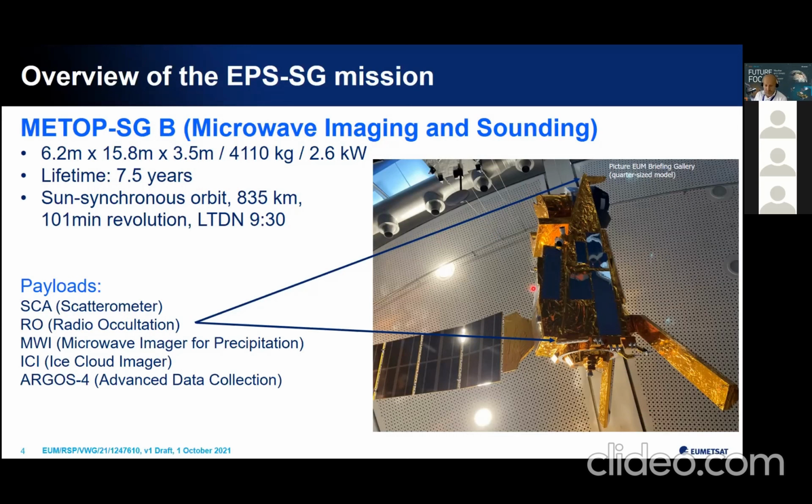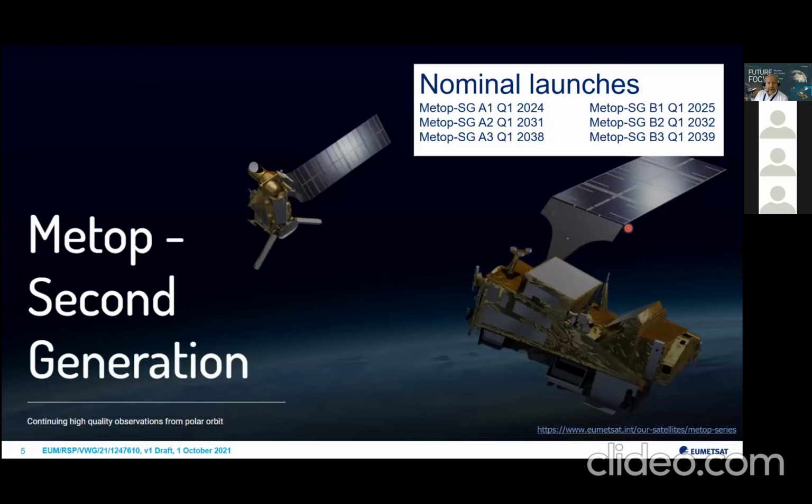The radio occultation, which is also hosted on board the MetOp Second Generation B. Here you can see the 2 radio occultation antennas. We have a microwave imager for precipitation instrument, which is MWI, ICI, which is an ice cloud imager, and then we have a data collection unit, which is called Argos-4.